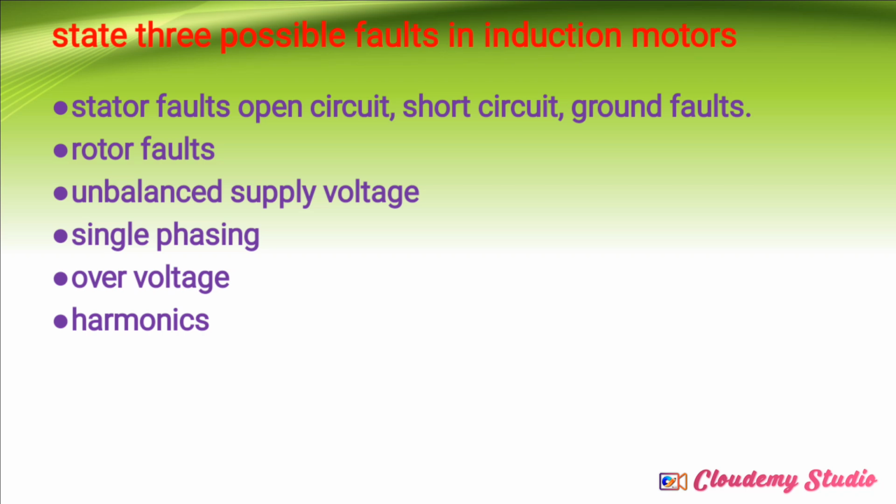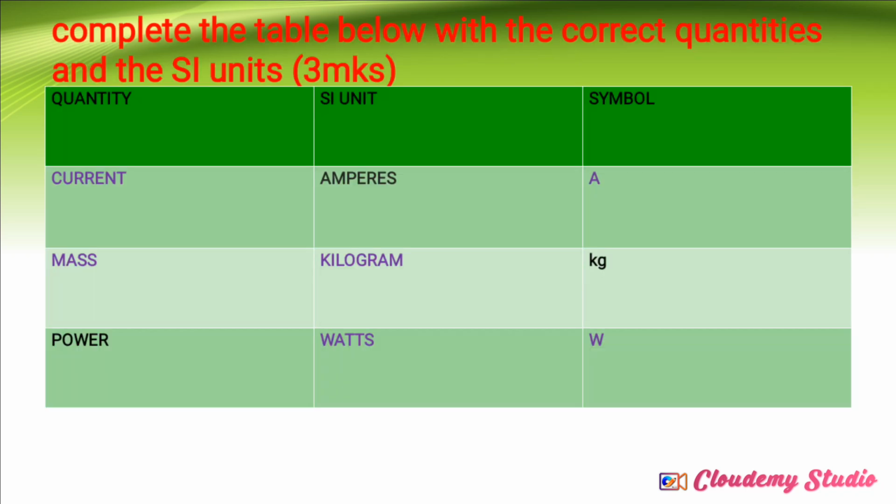So next we go to: complete the table below with the correct quantities and the SI units. This is just a recall question from the introduction part, basic electrical quantities, electrical principles. There is a quantity, SI unit, and a symbol. So current is measured in amperes. The symbol is A. So look at the spelling, amperes.